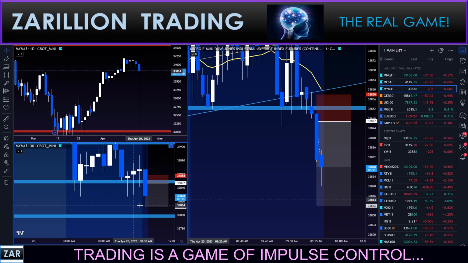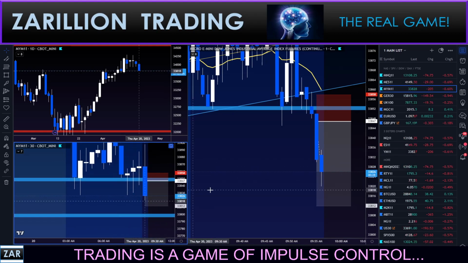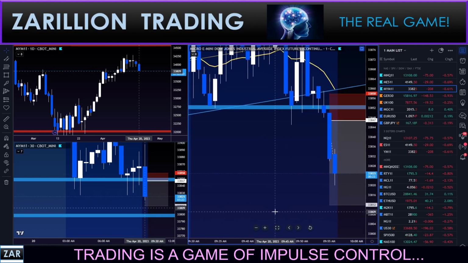Just want to make sure that marker is on the 30 minute as well, so that you can see it later if you want to review this trade.